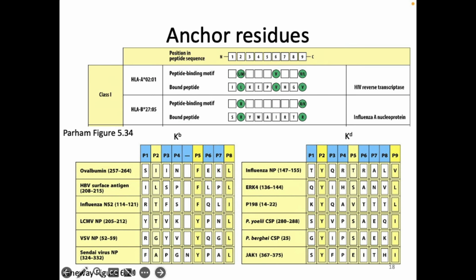And so it happily can protect the mouse against hepatitis B, influenza, LCMV, vesicular stomatitis, Sendai virus, all these different viruses, as well as chicken proteins that we like to use in immunology. While you can see that K^d allows for presentation of different peptides that have a different motif, different anchor residues.